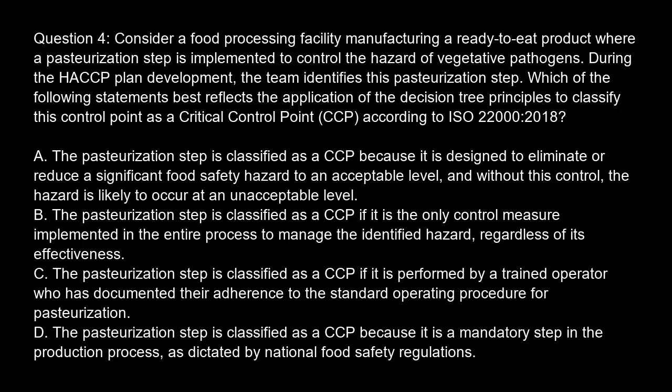Question 4. Consider a food processing facility manufacturing a ready-to-eat product where a pasteurization step is implemented to control the hazard of vegetative pathogens. During the HACCP plan development, the team identifies this pasteurization step. Which of the following statements best reflects the application of the decision tree principles to classify this control point as a critical control point, CCP, according to ISO 22000-2018?